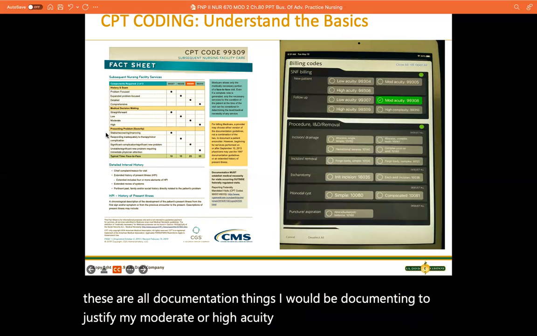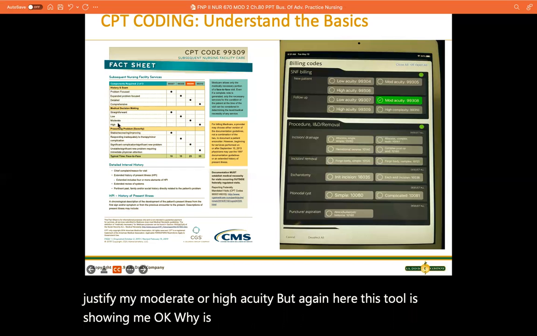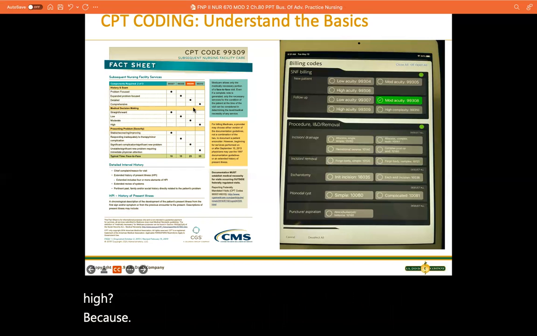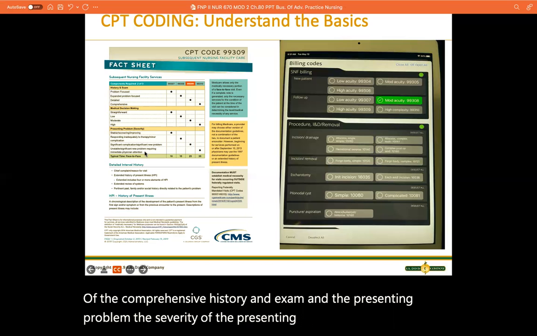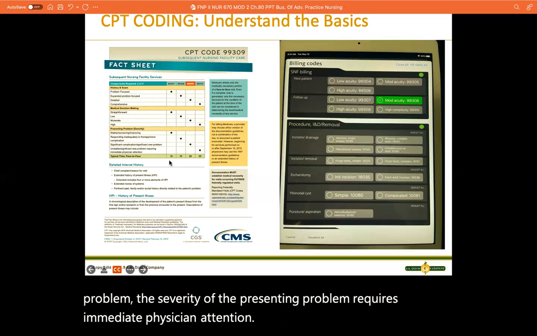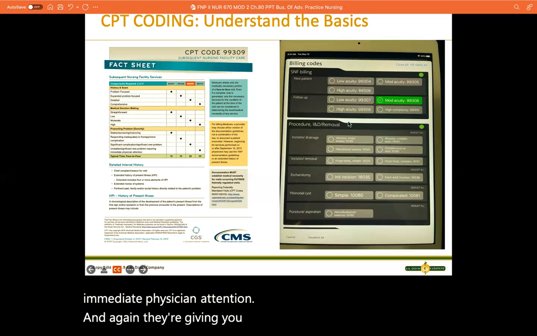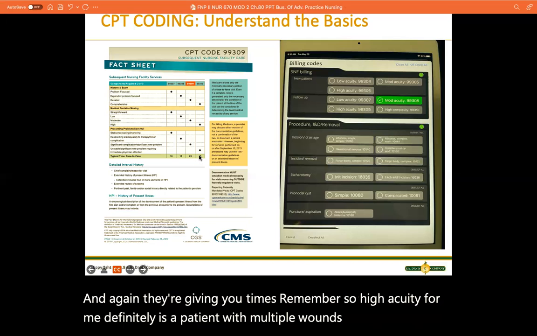But again, this tool is showing me, okay, why is the medical decision moderate or high? Because of the comprehensive history and exam, and the severity of the presenting problem requires immediate physician attention. And again, they're giving you times, remember? So high acuity for me definitely is a patient with multiple wounds, because right there, the time has gone up.